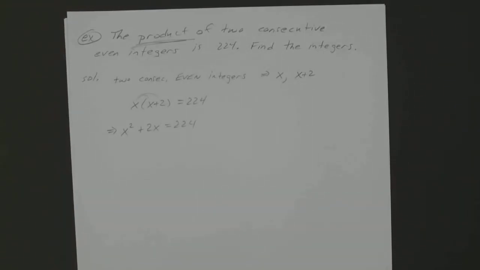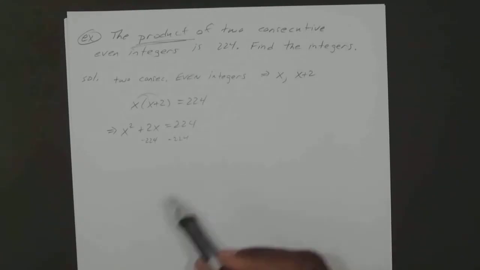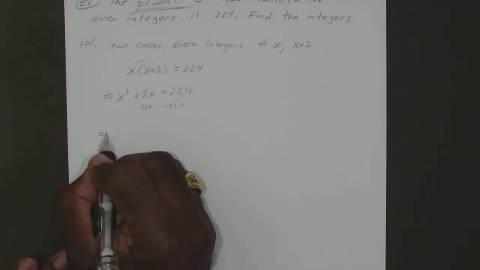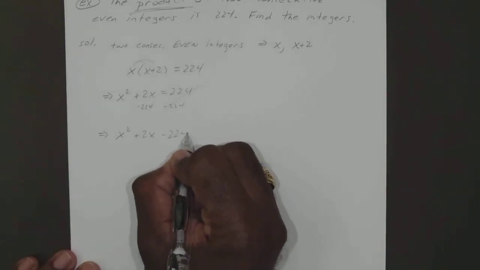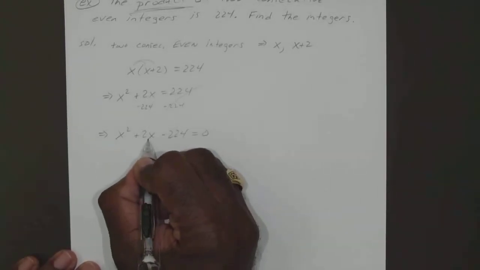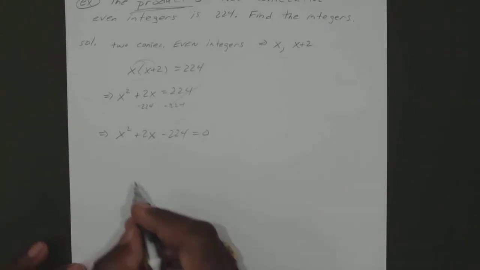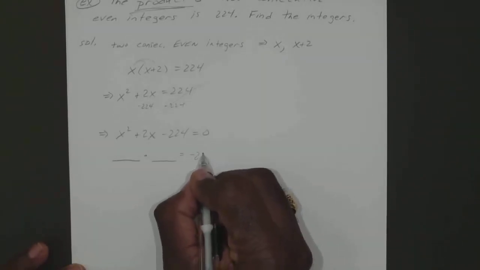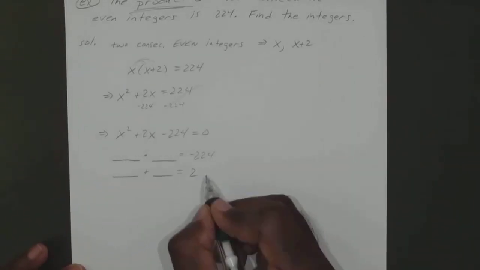Okay. So if we subtract 224 from both sides, that cancels out to be 0. That gives us x squared plus 2x minus 224 equals 0. So you don't have anything in front of the x squared, which is good because you don't have to use the a times c method. The bad part is you have to find two numbers that multiply to equal negative 224, and those same two numbers have to add to equal 2.